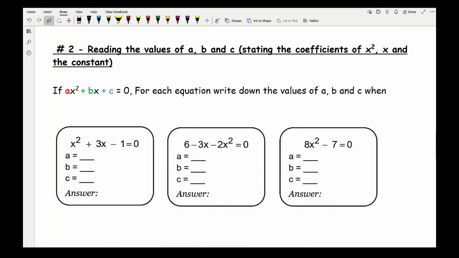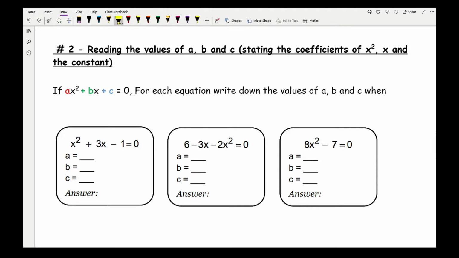So let's have a look at step 2. Now, this is where you're reading the values of a, b, c, and this is typically where you would get your first marks from. Typically you get your first mark if your equation's equal to 0, so you need to make it equal to 0 first. But if your equation is equal to 0, then it's just a case of writing down these a, b, c values.